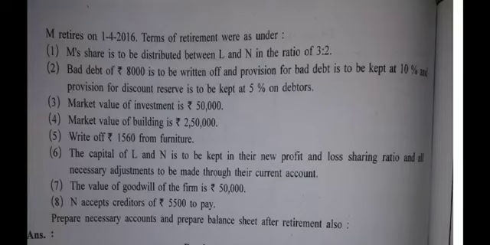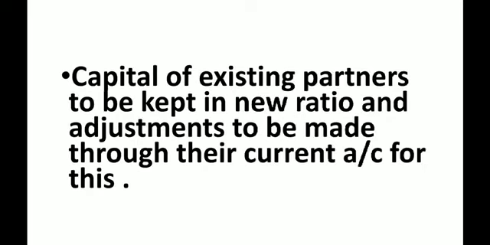The next adjustment: the capital of L and N is to be kept in their new profit and loss sharing ratio, and all necessary adjustments to be made through their current account. This is the new topic that I mentioned at the beginning of this lecture. The capital of existing partners will be kept in the new ratio, and the adjustments to be made through their current accounts for this.